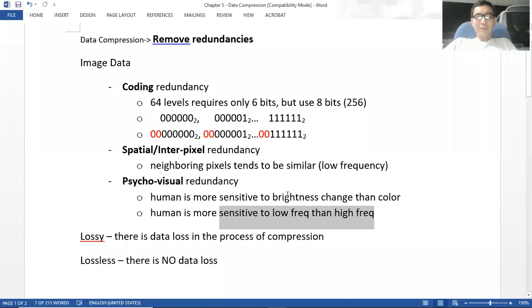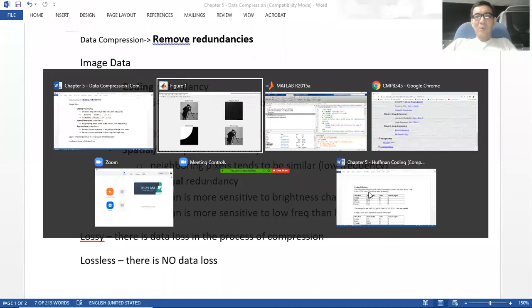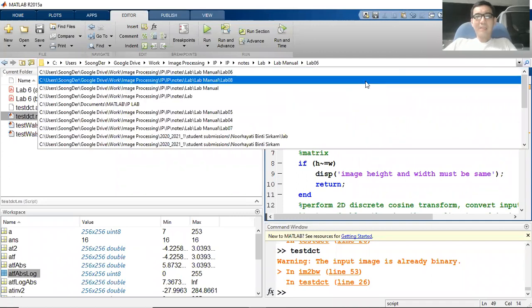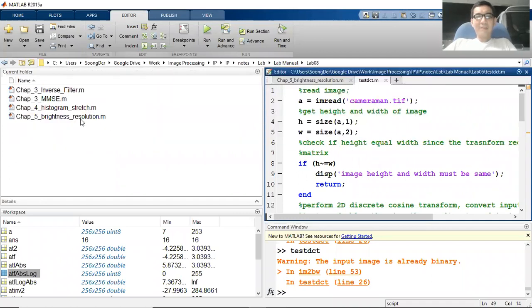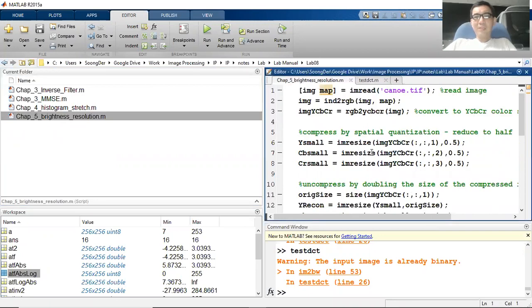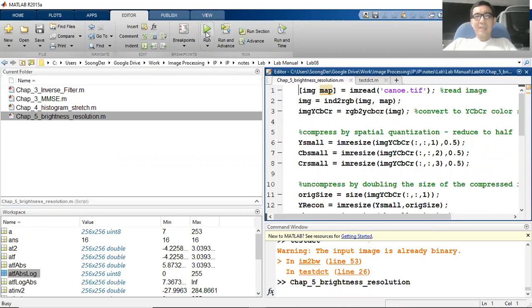So I want to show you this fact where we are more sensitive to brightness change than color. If you look at the lab manual under lab 8, there is this brightness resolution. I've created a code, and in this code, you can see that I actually perform compressions.